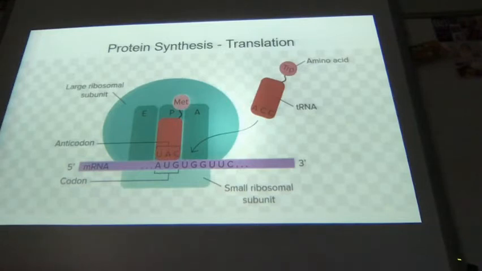Where does the Tata box play a part in this? It doesn't. The Tata box is in the DNA, which is where that mRNA came from. Wait, what does the Tata box do again? Tata box is a promoter region of the DNA. The promoter region is what tells it to start transcribing. So, let's back it up.